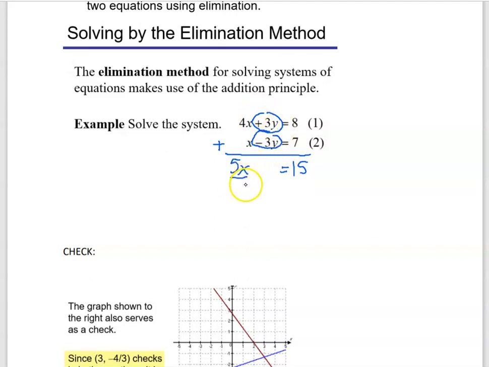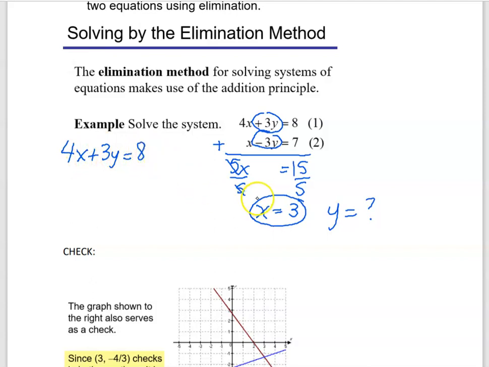But now I can just divide by 5 on both sides. And so x ends up being 3. Now if I know x is 3, that's my first solution. Well, I need to figure out what y is then. I can take either one of these equations and plug in what I know, which is x is equal to 3. So I just took the first equation. Instead of x, I'm going to plug in 3.